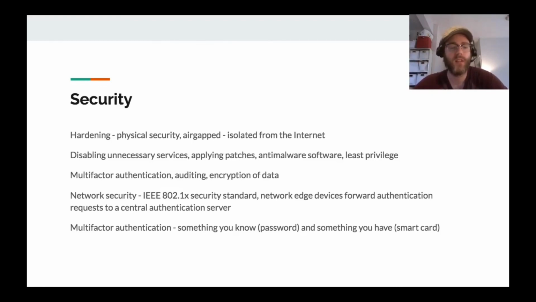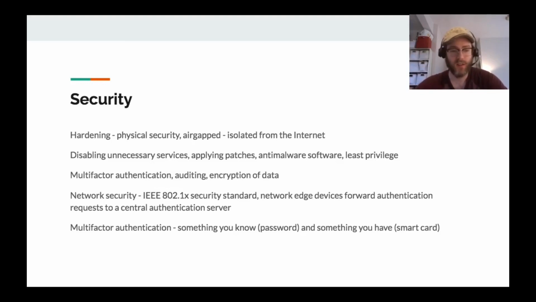Multi-factor authentication is going to help with security. Instead of just having a username and password, you also have something that you have, kind of like when you sign up for websites and you have a code sent to your phone or whatever. That would be multi-factor. Auditing, to audit the security stance of your servers, and also encryption of your data, either on the server or in transmission between the server and something else.